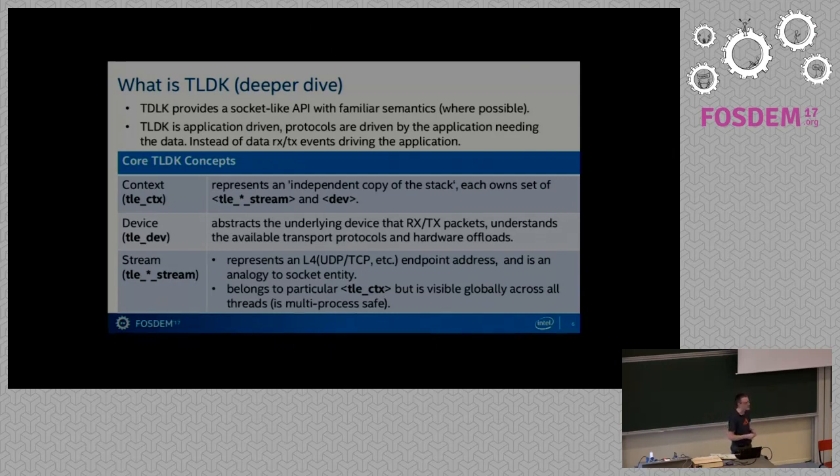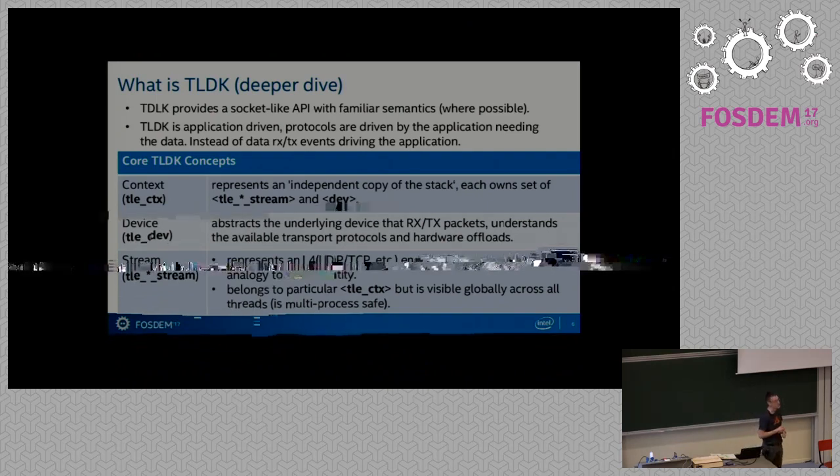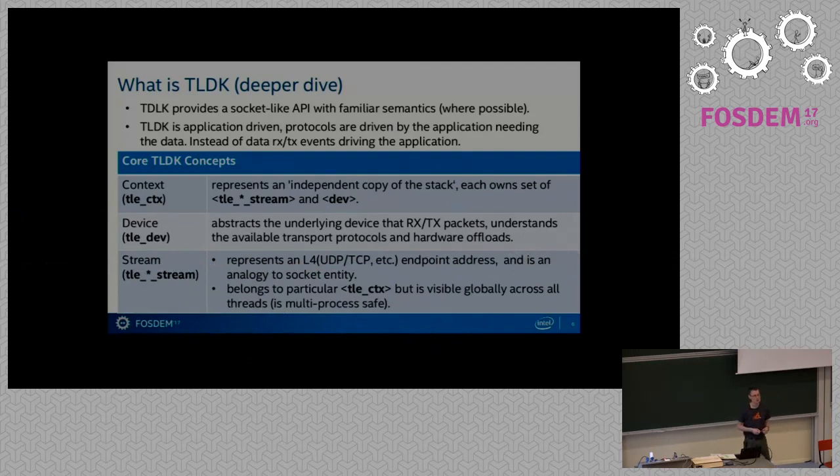And then the last concept is a TLE stream, which is essentially your TCP/UDP stream, and that's what the little asterisk is. And that's really your L4 endpoint. It describes a source and destination IP address and source and destination port.